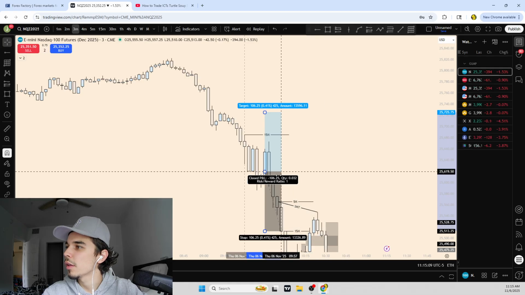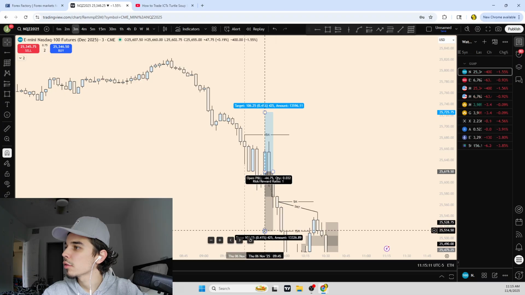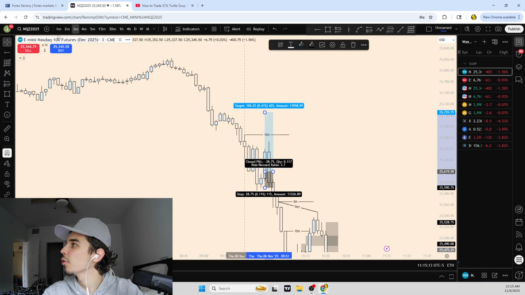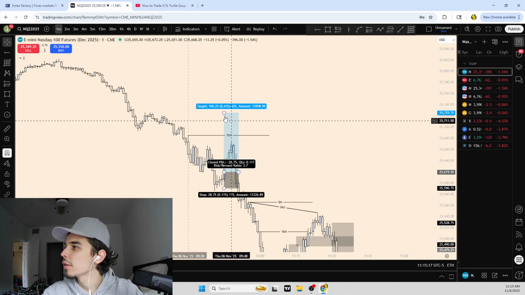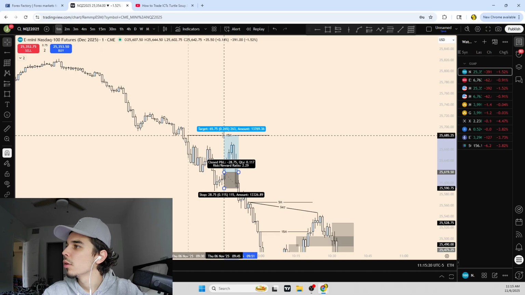So this is what that trade idea looked like. Stops at, like, I think it was like at this candle. Yeah, it was somewhere like down here. And I set a limit order.